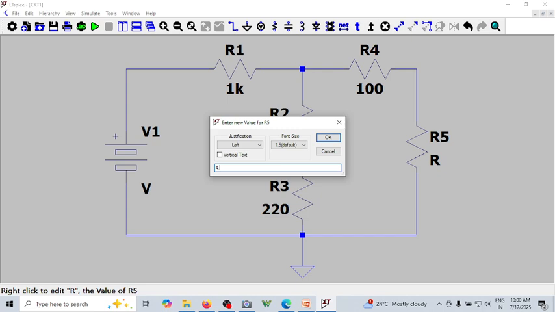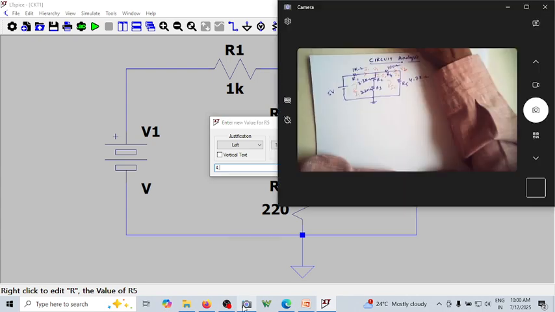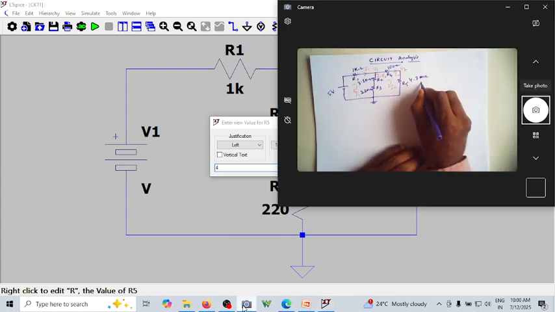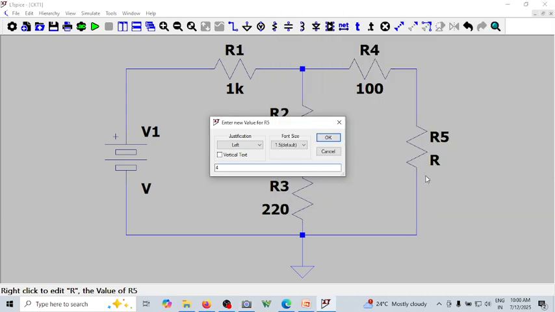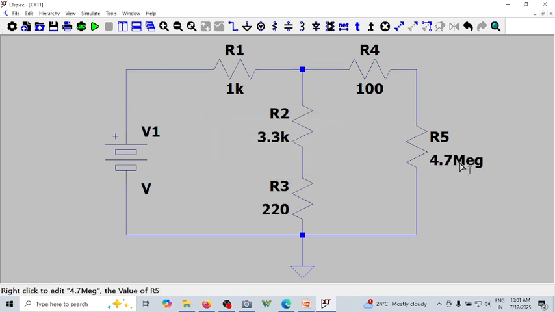Let me just go back to my circuit and slightly change this to 4.7 mega ohms. So this is mega ohm. If you want to put mega ohm in this simulator, it is 4.7, not capital M. Capital M means milli, small m also means milli. If you want to specify mega, it is MEG. So it is now 4.7 mega ohms. Whether it is small letter or capital letter doesn't matter. Now this is mega, this is kilo, this is ohms.